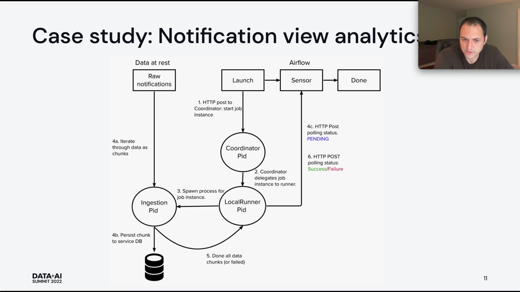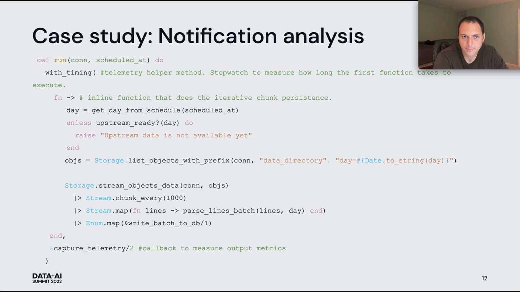Once all the chunks are done or failed, we communicate that back to the local runner, and that's how the final status will be sent out, and we can get a sense of whether it's done. So what does that code actually look like? For the ingest job itself, there's a lot going on here, so I'll gloss over most of it. Again, ask me questions on LinkedIn if you want to learn more.